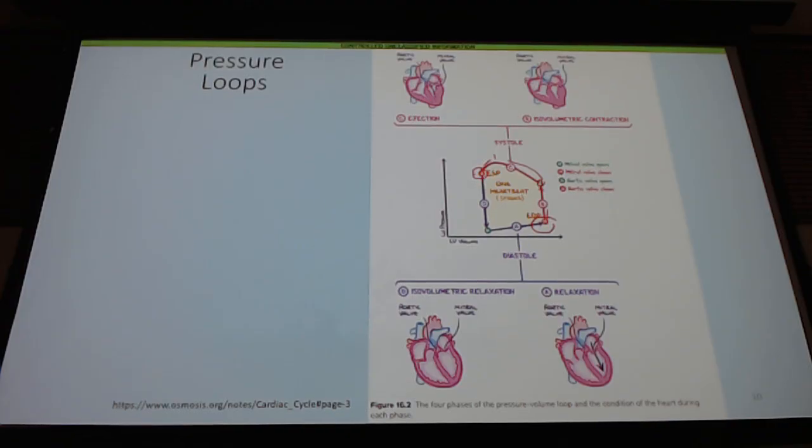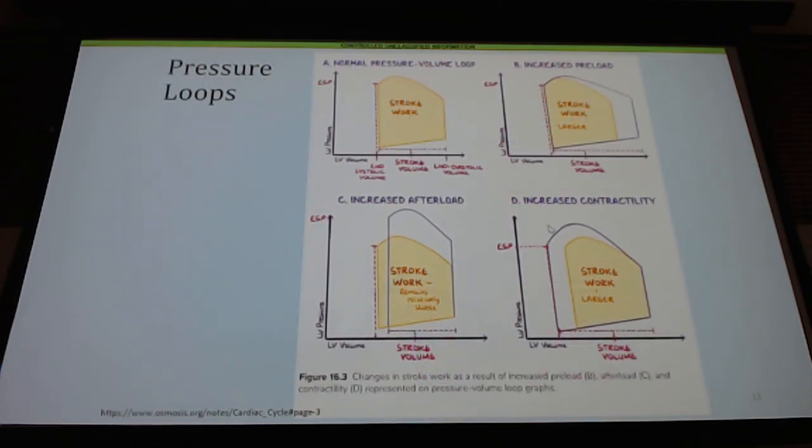diastole starts, and now all of your valves are closed. The ventricle is relaxing, so you're dropping your pressure without changing your volume at all, until the pressure gets to a point where the left atrial pressure is higher than it is in the ventricle, and the mitral valve opens, and now you get that flow of blood into the ventricle, which increases the pressure slowly. So that is a normal pressure loop.